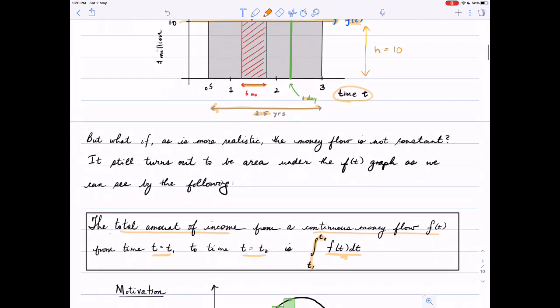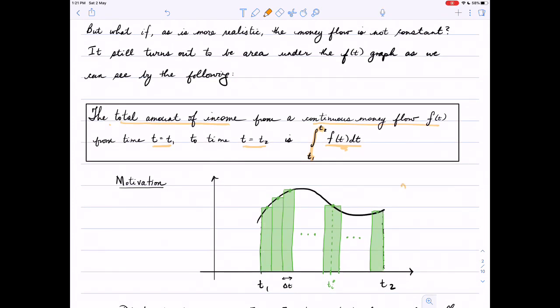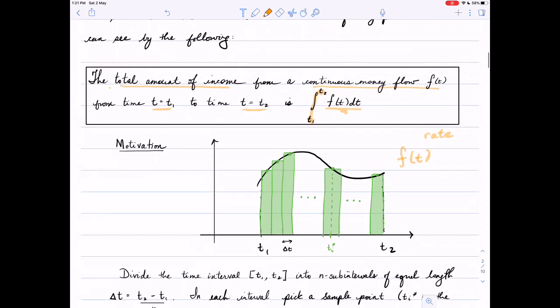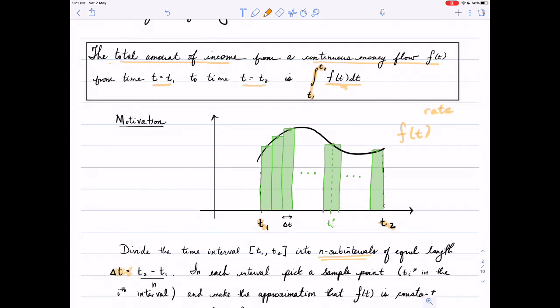To see why this is true, let's take a look at the situation when the rate of income, again, it is the rate, not the amount, is a changing rate. So obviously what we're going to do is express this, as we have in so many other cases, as a Riemann sum. If we take our interval from t1 to t2 and divide it into n subintervals of equal length, then delta t, which is the base of one of these rectangles that I've drawn, is t2 minus t1 over n.